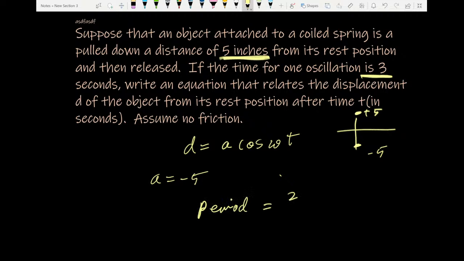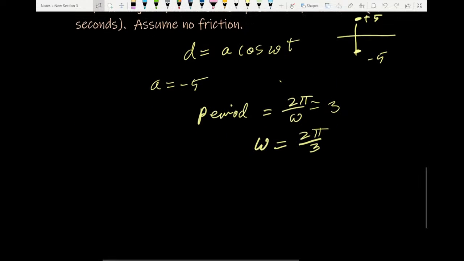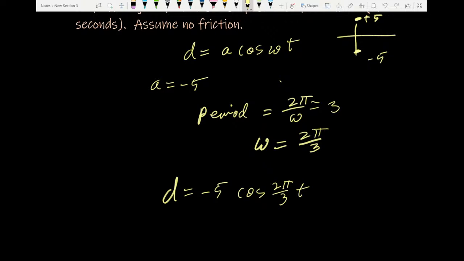What about the period? The formula for the period is 2 pi over omega, and we know the period is 3. So omega equals 2 pi over 3. And we're done. So we just plug it in. D equals -5 cosine of 2 pi over 3t.